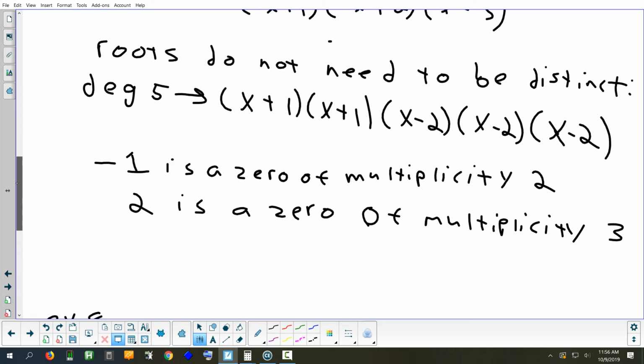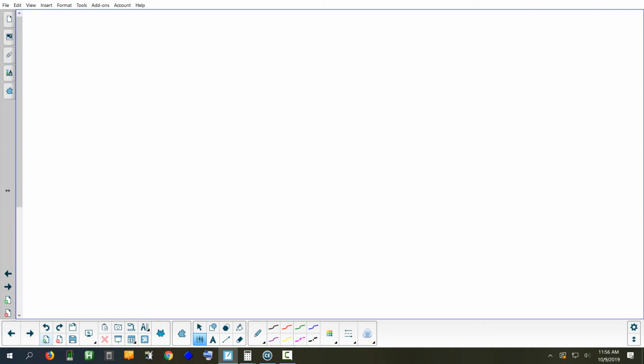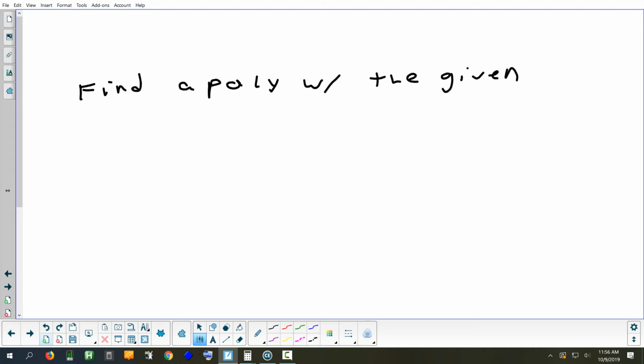Now, what if I said to you 2 plus i is a root? What else do you automatically know? There's something else you know I haven't written. 2 minus i is a root. 2 minus i has to be a root, because remember, roots always come in pairs, conjugate pairs. So if I tell you 2 plus i is a root, you have to know that this is also a root. That's the first part.